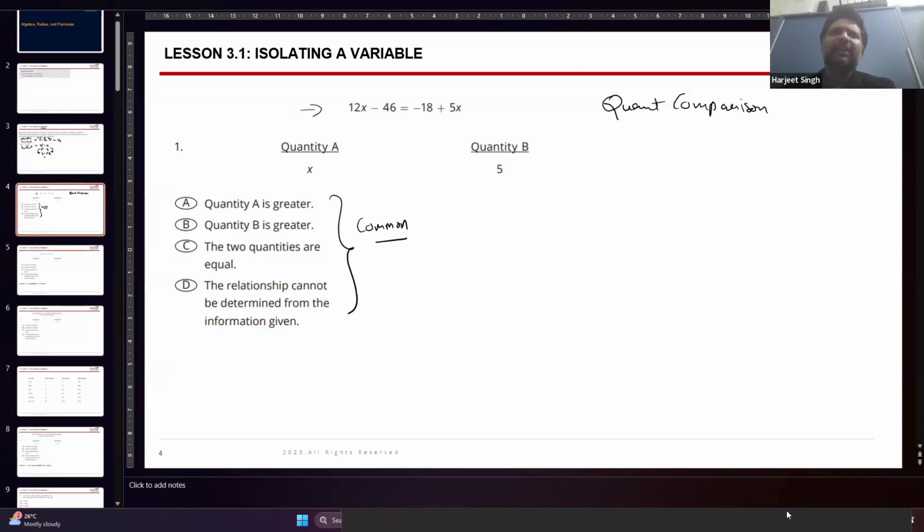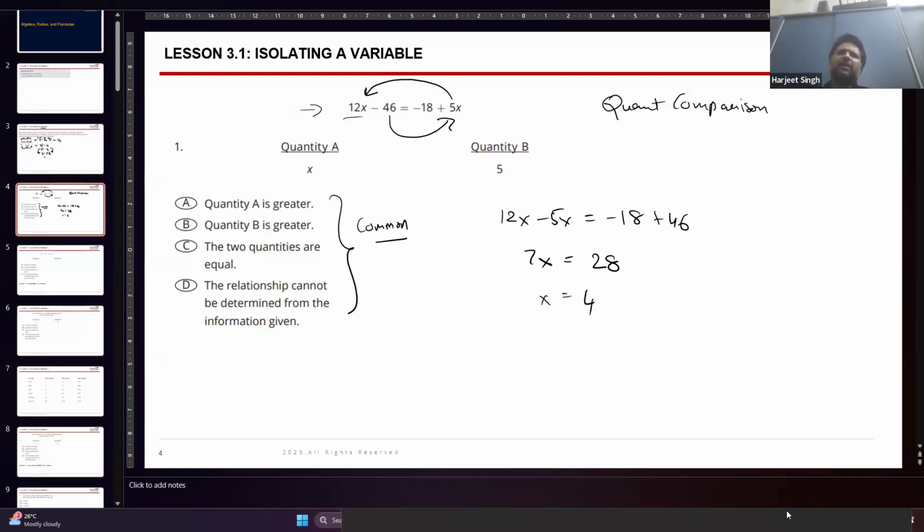So let's solve this. Again, isolating the variable. So we observe that the coefficient of x is higher here. So bring this 5x on the other side and the constant on the RHS. So when I do that, I get 12x minus 5x equal to minus 18 plus 46. So 7x equal to 28. So x is 4, right? So if x is 4, clearly B is greater than A. So the answer is this.